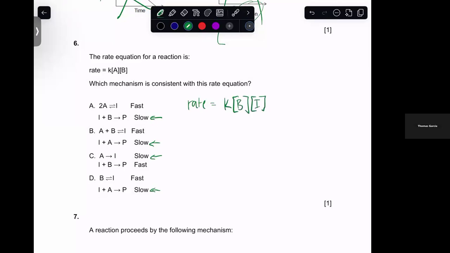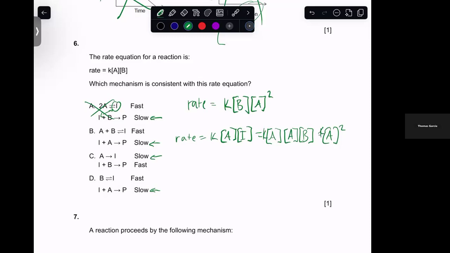I. However, I represents this intermediate, and I can actually be replaced in this equation by A squared, because I comes from the fast equation. So it cannot be A. This next one, same idea, rate is equal to K A I. But once again, I is actually based on A B. Therefore, we can simplify it to A squared. And I'm just losing K at this point, don't worry about it, it should still be there. So much like A, B is also wrong.